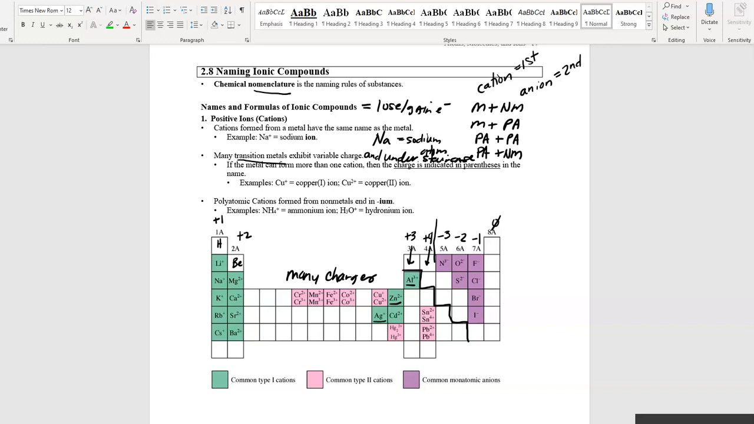You have to indicate in the name the charge. So it's this thing called the Roman numeral. Is it copper +1 or copper +2? When you actually name it, you have to put the Roman numeral in the name. And what the Roman numeral indicates is the charge of the cation. So the charge of copper, or the charge of manganese, or mercury.